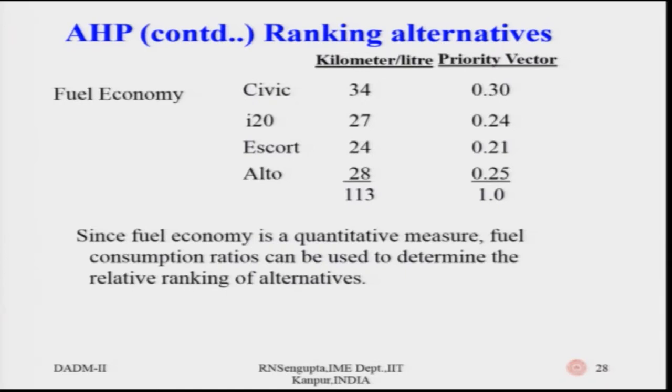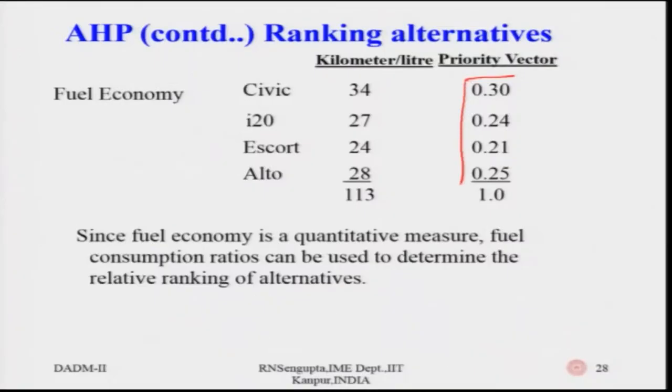And whenever I do the same comparison, I find out the fuel economy concept for all the four cars, which are the alternatives, again find out the priority matrix, then find out the priority vector. The priority vector, as I found out for the other two, here in the third case is 0.3, 0.24, 0.21, 0.25, again Civic is higher. So, it is not that Civic will come higher in all the senses, but you can find out.